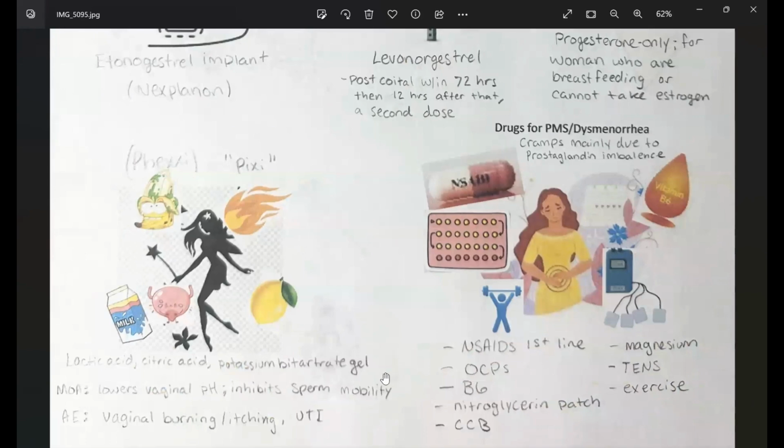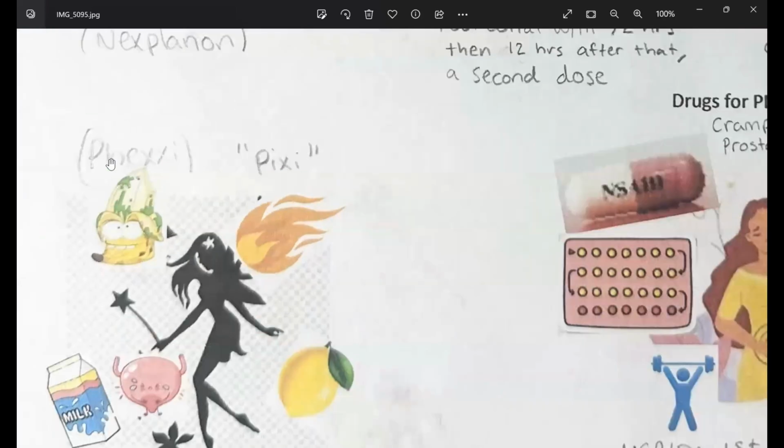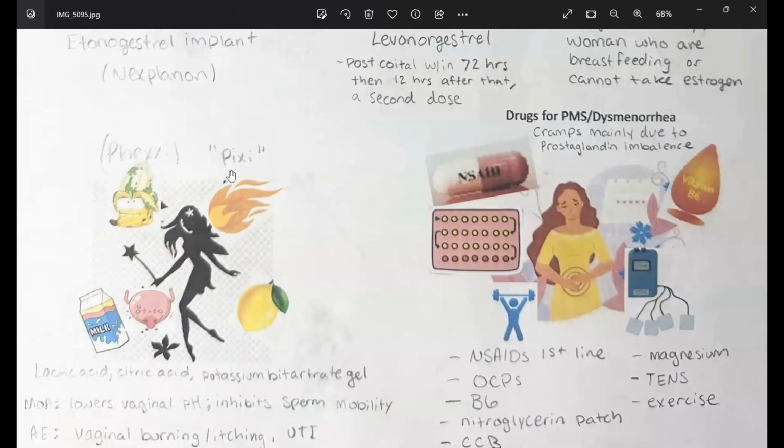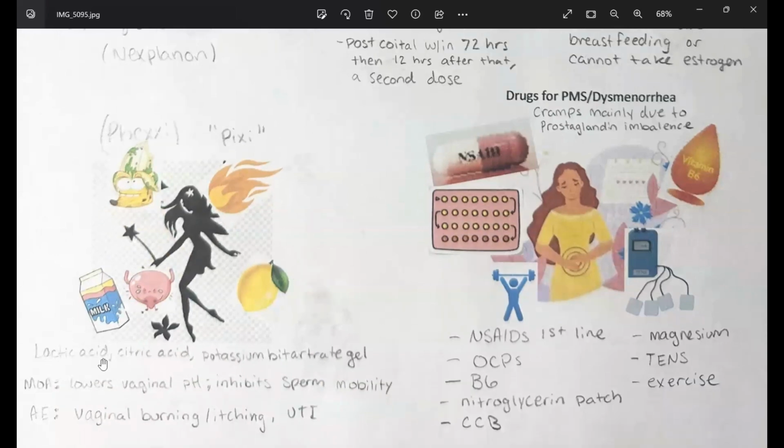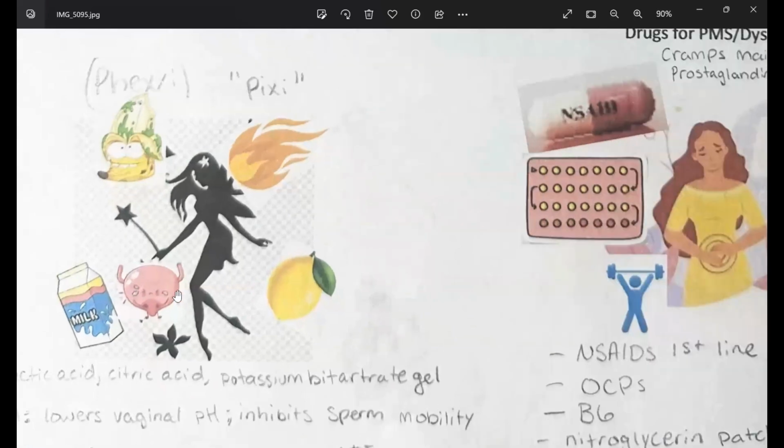Next, we move on to a gel that can be applied vaginally, called Phexxi. Sorry, it's hard to read there. I thought that sounded like Pixie, like it has the same ending, sort of like a little Pixie fairy here. This is a lactic acid, citric acid, and potassium bitartrate gel. It lowers the vaginal pH, which inhibits sperm mobility. The adverse effects are vaginal burning, which is shown here, itching, and UTIs, which is shown right there.